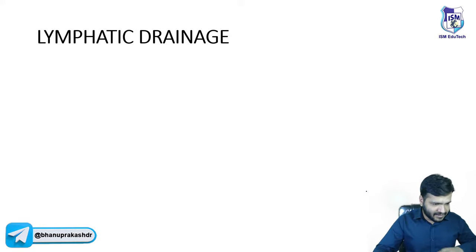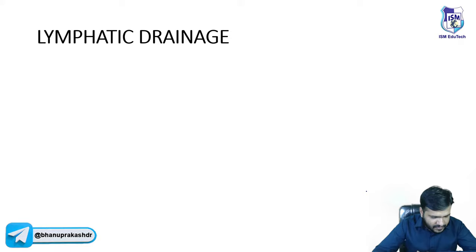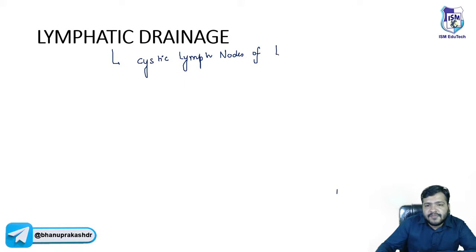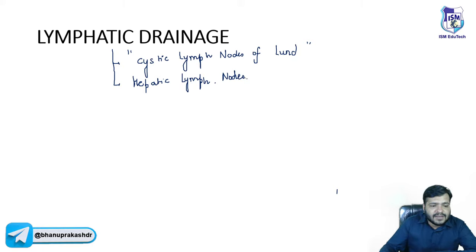So coming on to the lymphatic drainage. Remember, the lymphatic drainage is the cystic lymph nodes, named as the cystic lymph nodes of Lund. And we have the hepatic lymph nodes as well. Now remember that if there is inflammation of the gallbladder, the cystic lymph nodes of Lund get enlarged.